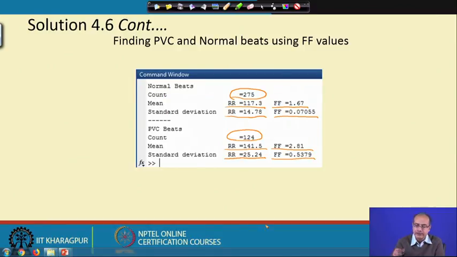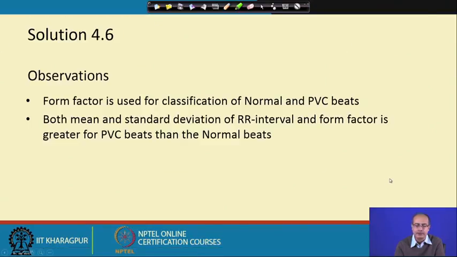That is the observation we make out of this experiment, and let us collate all the observations we have. In this case, the form factor is used successfully for the classification of the normal and the PVC beats, and both the mean and the standard deviation of the RR interval and form factor are greater for the PVC beats than the normal beats. These are the two observations we could make from that exercise. Thank you.